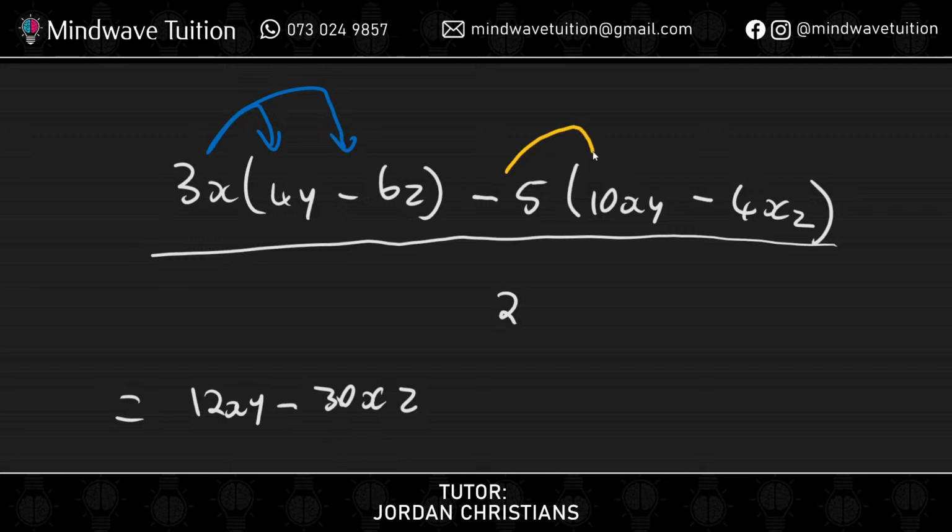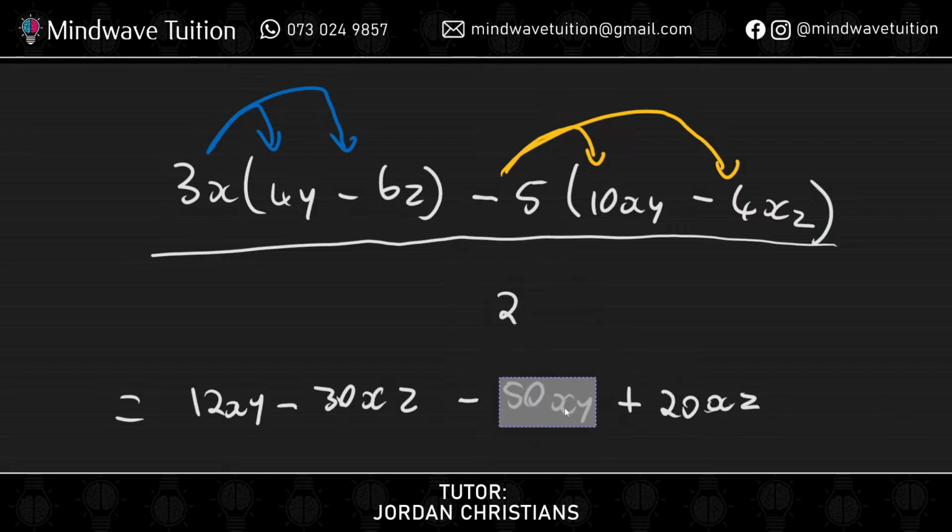Negative 5 times 10. So negative 5 times 10 will just give us negative 50. And because there's no other variables, that'll just come along. So it'll be xy minus 5 times 4. But this is negative 5. Negative 5 times negative 4, which will just give us positive 20, and since there's no other variables, that'll just come along, and this is all over 2.